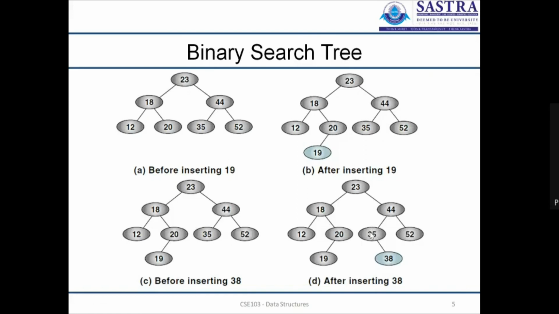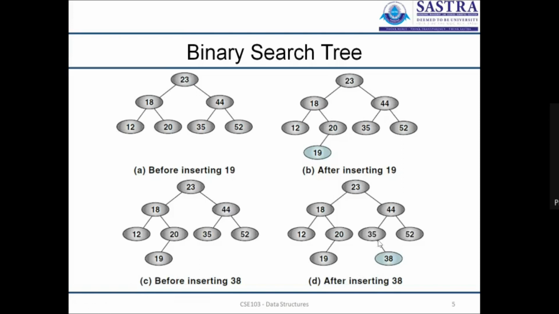So the first 3 cases are simple. Deleting the leaf node, you need not worry about any changes. Directly delete the leaf node. Second case, deleting a node with only a left subtree: make the left subtree take the place of that particular root node and delete that root. If you are going to delete 20, make 19 take this place and delete 20. Third case is deleting a node with only a right subtree. Move this right subtree to this place and delete 35. So this is the third case.